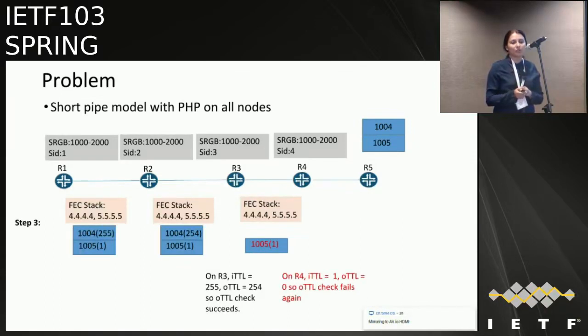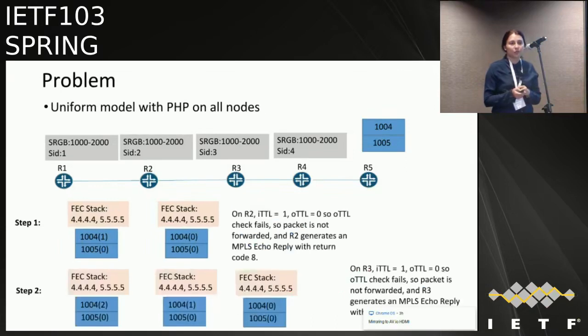Let's describe what's the problem with the uniform model. The uniform model is where, when the label is getting popped, you copy the TTL of the top label into the bottom label. The first step and second step are pretty much the same, no difference. You set the top label TTL to 1, and it expires on R2. It sends transit, and then you increment the TTL on the ingress to 2, and send the packet again.